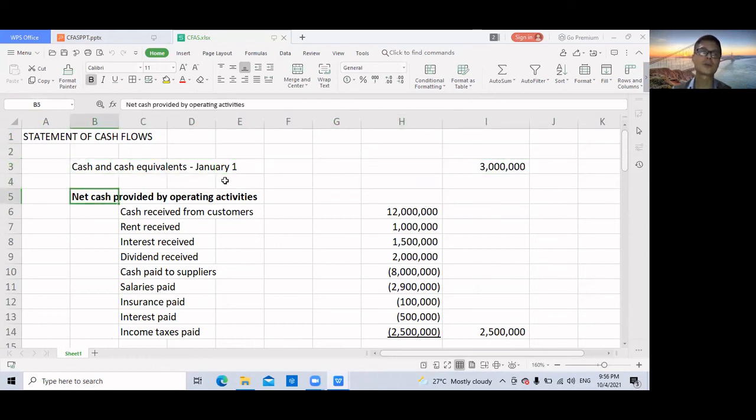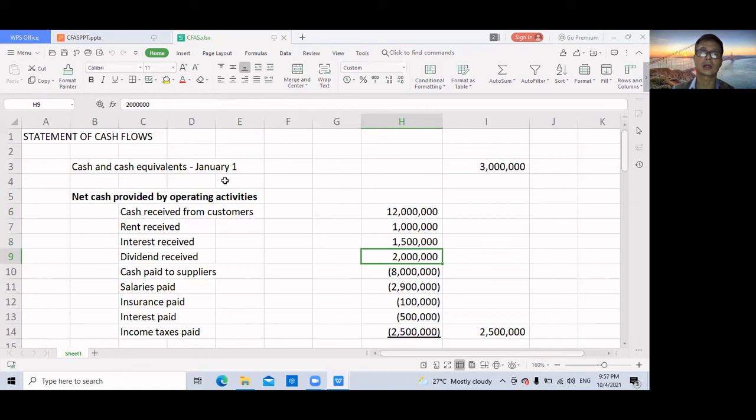So these are net cash provided by the operating activities. These are divided into cash received from the customers, from operations, the accounts receivable that were collected, for example, or let's say it's cash sales, 12 million. Rent received for 1 million, interest received for 1.5 million, especially if these are short term. Dividend received. If they receive dividends from other corporations, these are also part of operating activities.